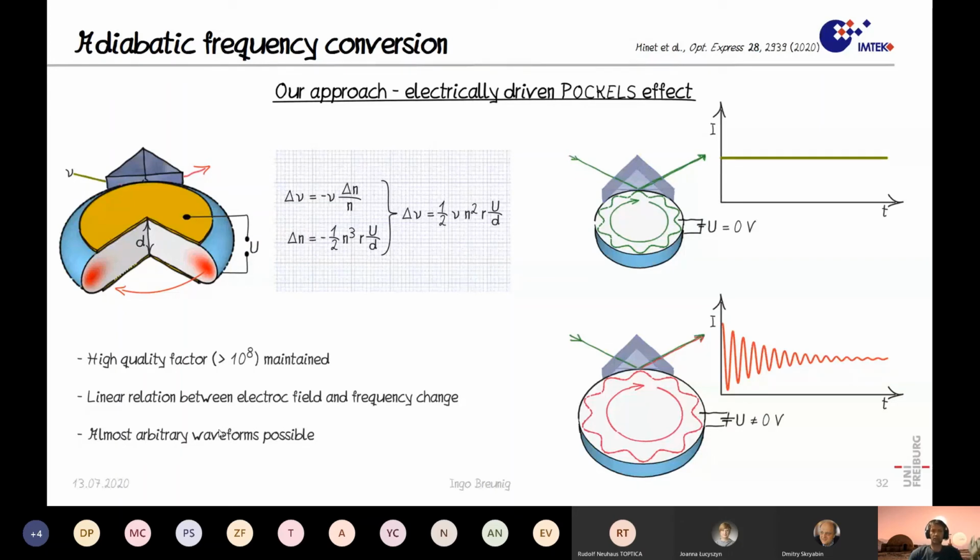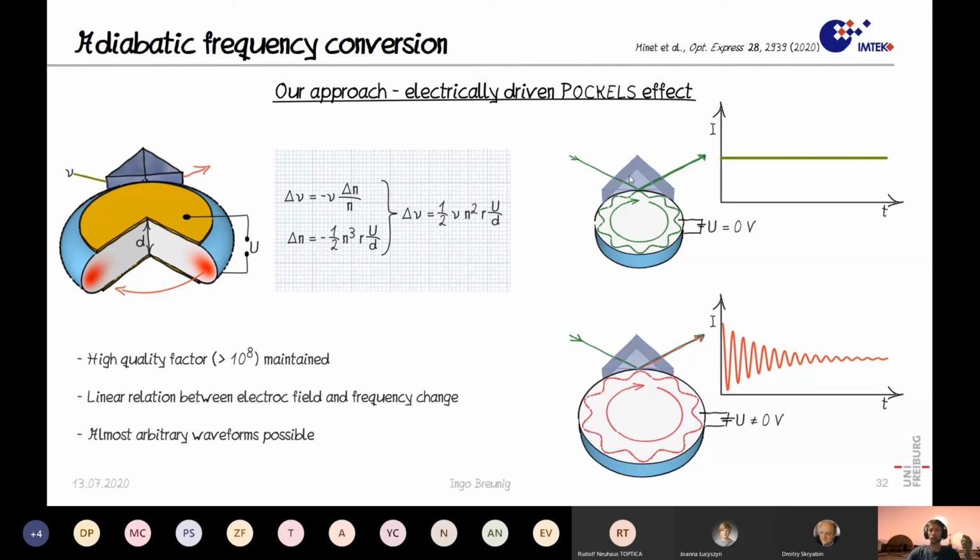And this is nice, right? To control something just with the voltage, and that the effect is strictly proportional to just an electric field. And this tells us that we can basically generate arbitrary waveforms. Right? We just need to change the voltage.